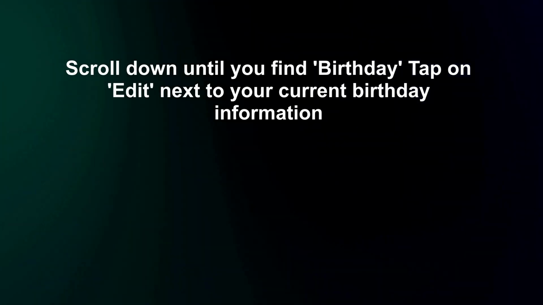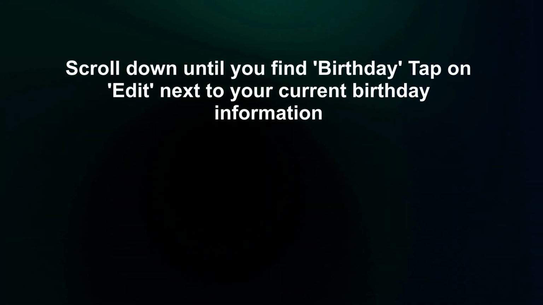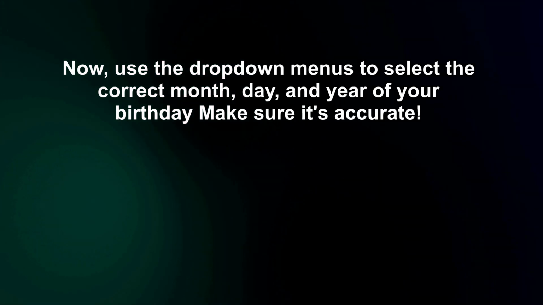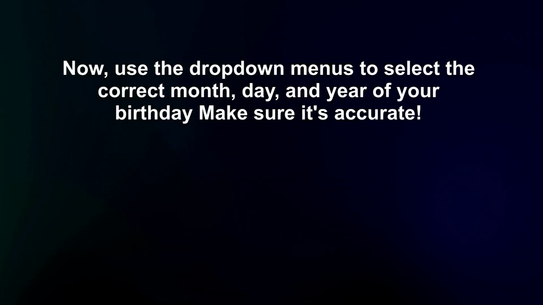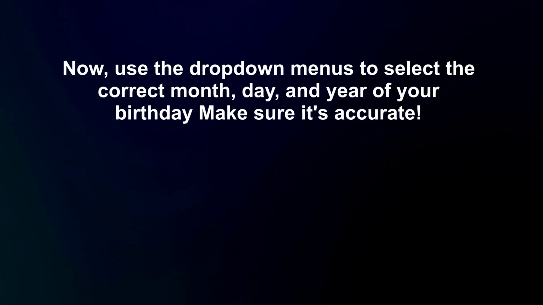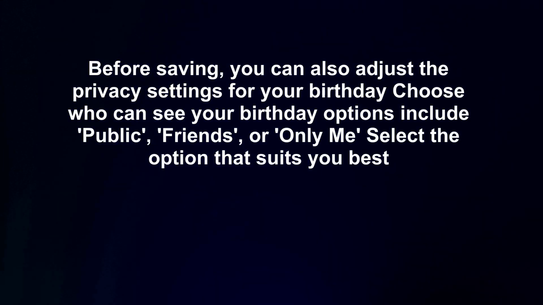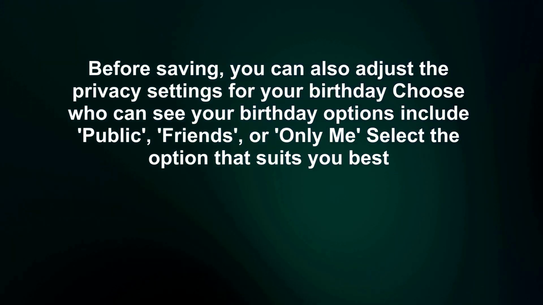Scroll down until you find Birthday. Tap on Edit next to your current birthday information. Now, use the drop-down menus to select the correct month, day, and year of your birthday. Make sure it's accurate. Before saving, you could also adjust the privacy settings for your birthday.